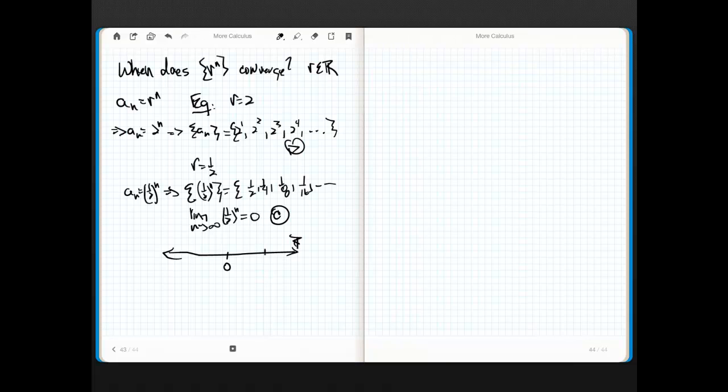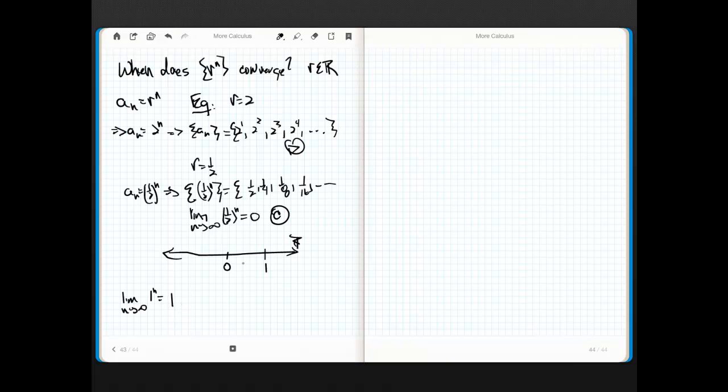How about 1? Is 1 going to converge? Well, let's look at it. The limit as n goes to infinity of 1 to the n is equal to, well, 1. Hey, it converges. Sweet.